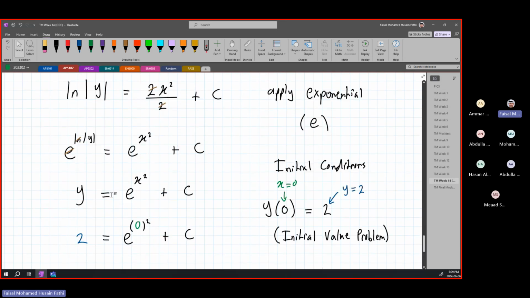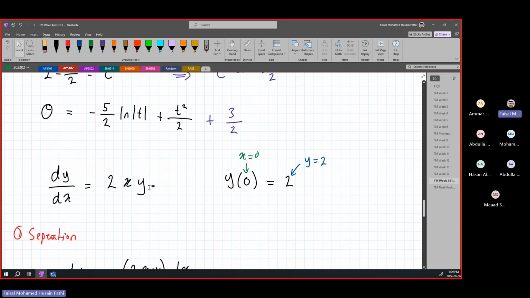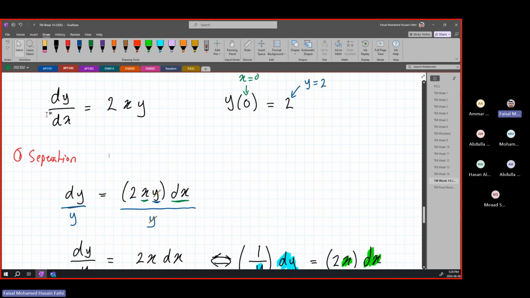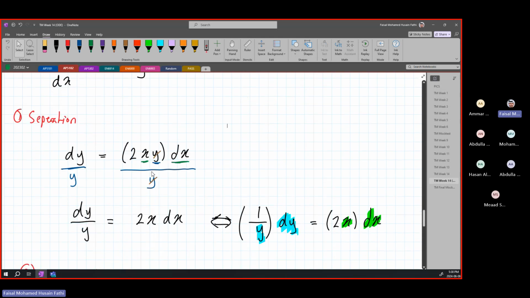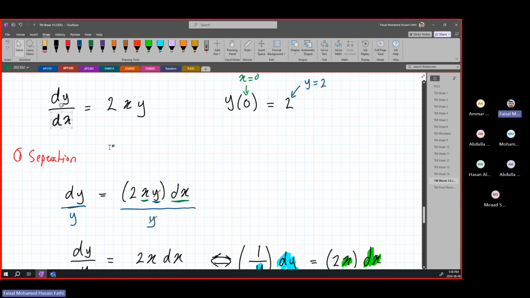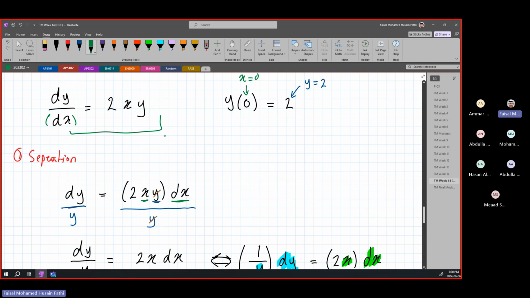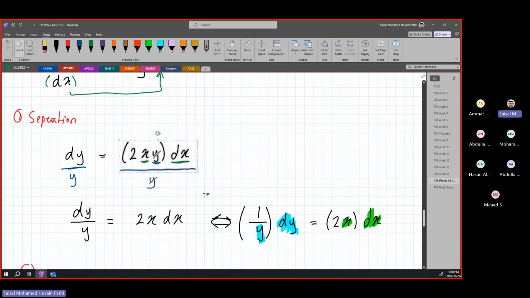All you have to do is you make sure you know your integration very well. So always the first step would be separation. The way you separate is you want dx and dy to be by themselves, and any x's to be with your dx, any y's to be with your dy's. So in this case here, what did we do? We first took our dx to the other side. So it became like that. So first thing we did was take this over here, and then we got 2xy dx and dy on the left side.